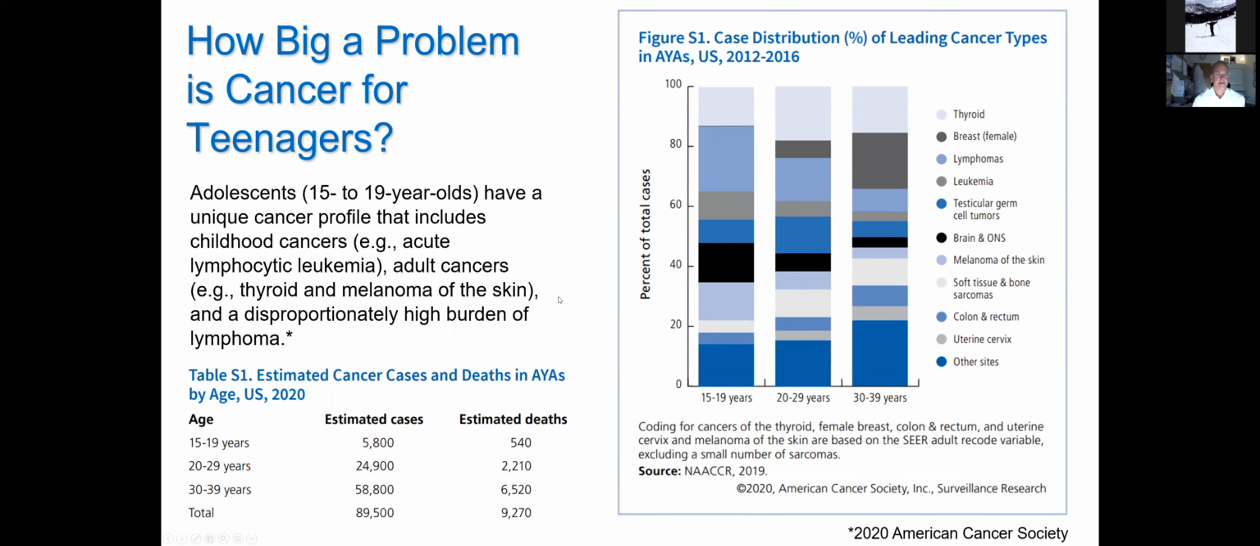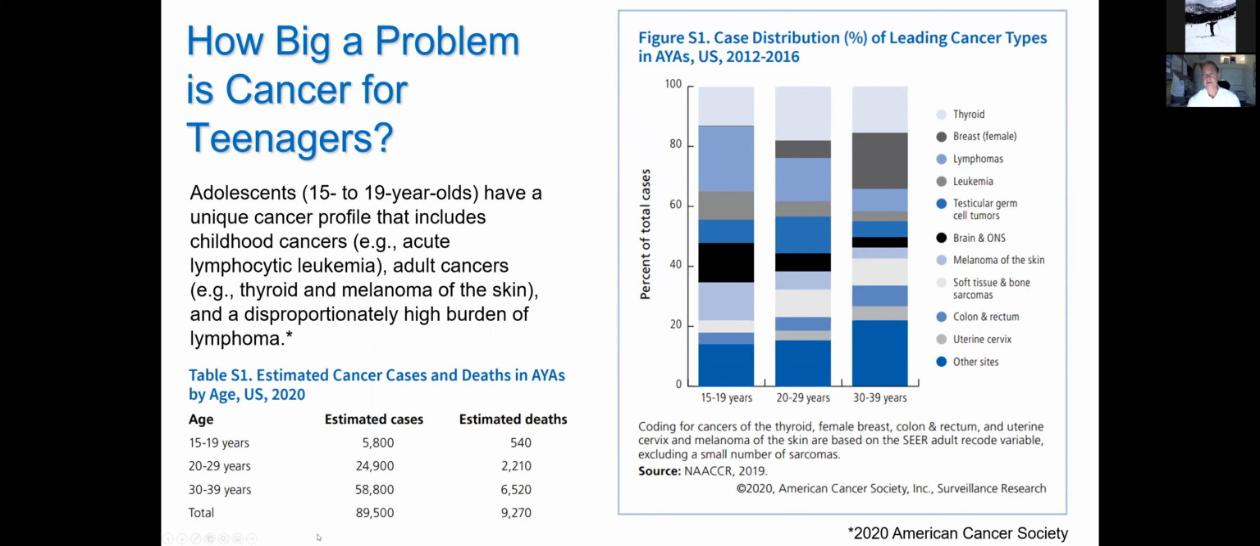What about teenagers? If you look at 15 to 19-year-olds, you'll see that the cancer types are actually quite different from adults. First of all, the number of cases is much less. As I mentioned, there's over 600,000 cases in the United States, and for 15 to 19-year-olds, 5,800. So a much lower rate of cancer. It does go up as you start getting into the 20s and 30s, and same with deaths.